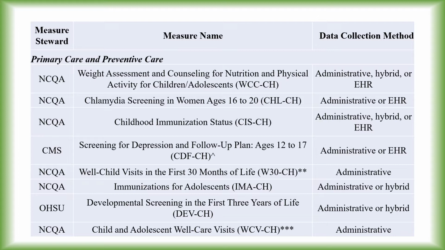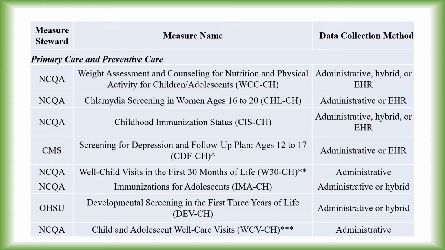Well child visits in the first 30 months of life, the measure steward is NCQA, and we use the administrative method to collect data. Next on the list is immunizations for adolescents. The measure steward is NCQA. We use administrative or hybrid methods to collect data.